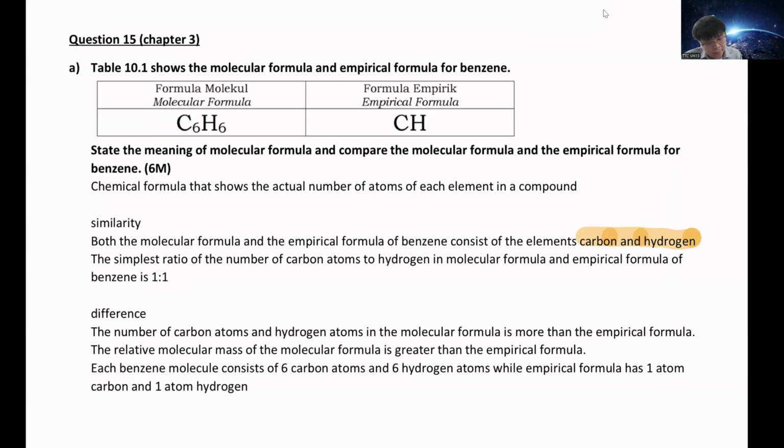For the carbon and hydrogen, the molecular formula has more than the empirical formula. Then the relative mass of this one is greater. Each benzene consists of 6 carbon, 6 hydrogen, but the empirical formula only has 1 carbon and 1 hydrogen. So you can just write any one difference between both of them.